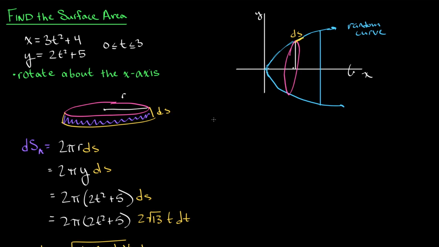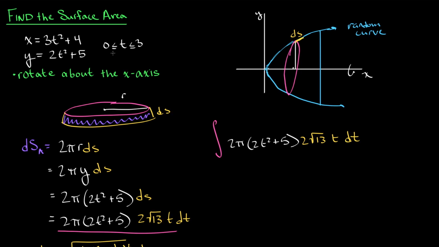So we're going to have the definite integral, and we'll throw limits of integration on in a little bit, but we're just going to throw all of this into here. So this is going to be 2 pi times 2t squared plus 5, and then times 2 times the square root of 13t dt. And then if we're integrating with respect to t, what are our limits of integration? Well, we were told those in the directions. Look at that right there. We're interested in t from 0 to 3. So we got 0 to 3 as our limits of integration. This right here is our definite integral. And now all we need to do is solve it.